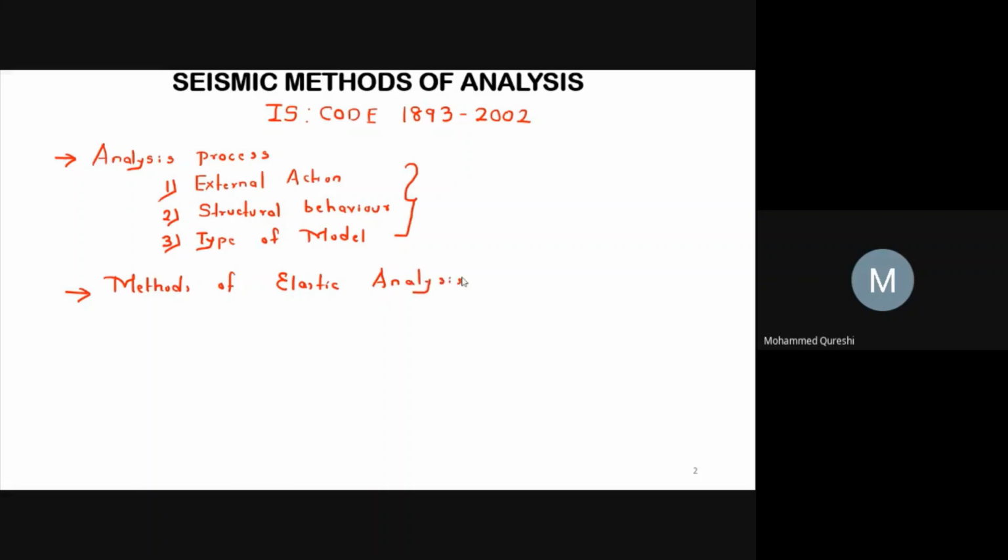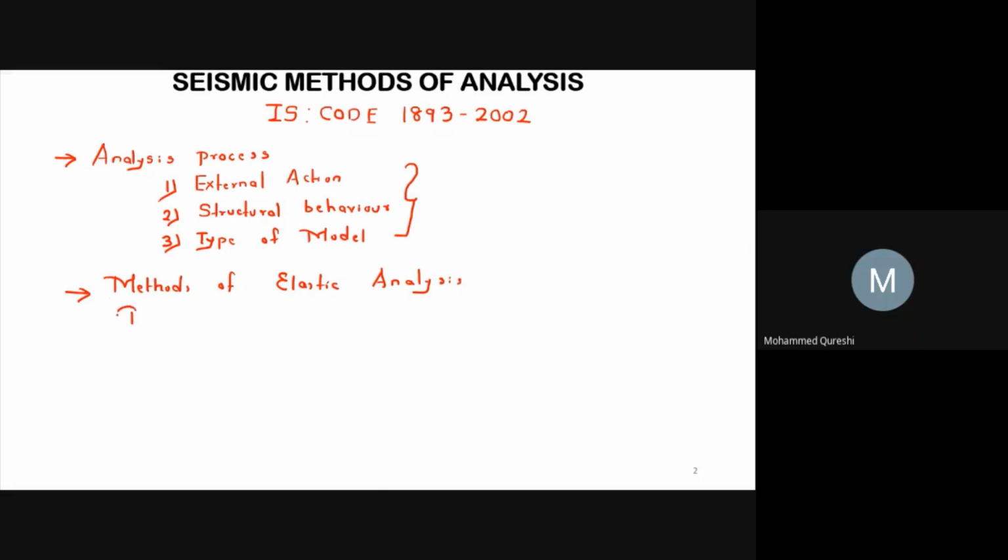Generally, for regular structures with limited height, the seismic coefficient method, the other name for which is static coefficient method or equivalent lateral force method, is used. This method is used for structures with limited height. And all these methods are covered in elastic analysis in IS 1893 Part 1 2002.